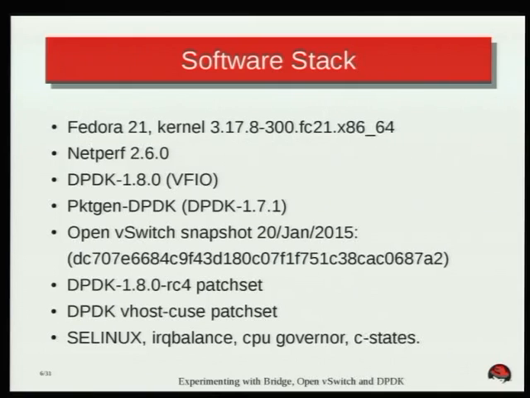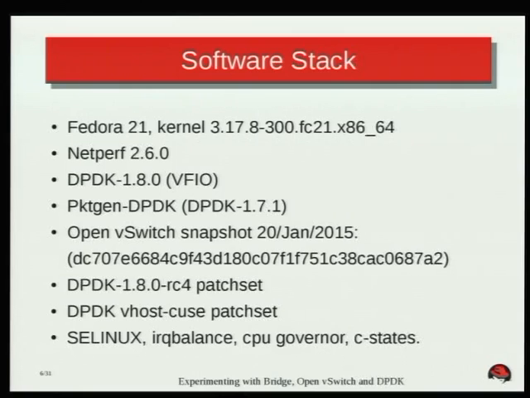For traffic generation, I'm using Pktgen-DPDK. This is based on DPDK 1.7.1. But since this is compiled statically into Pktgen, it doesn't interfere with OVS. So OVS is linked to its DPDK, and Pktgen is linked to this DPDK. But Pktgen-DPDK is running on one system, and OVS is running on another system.